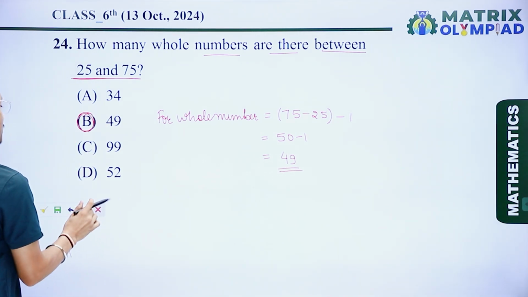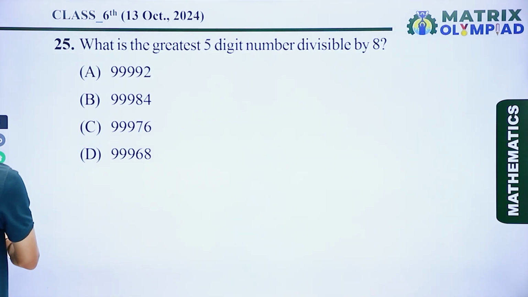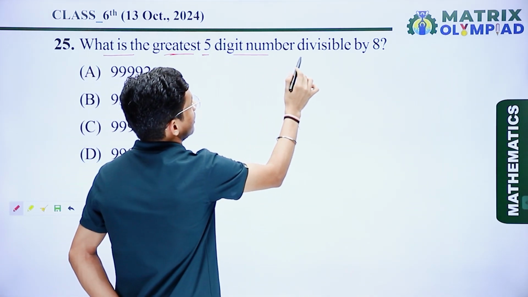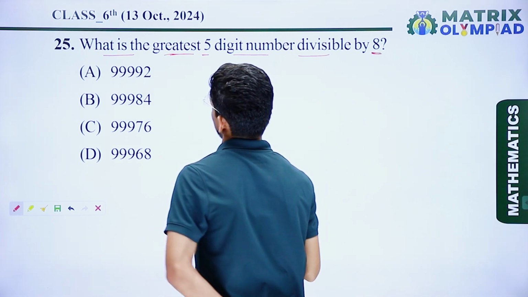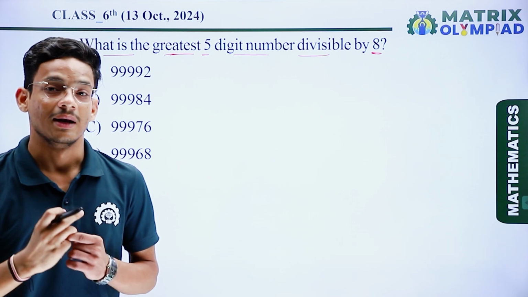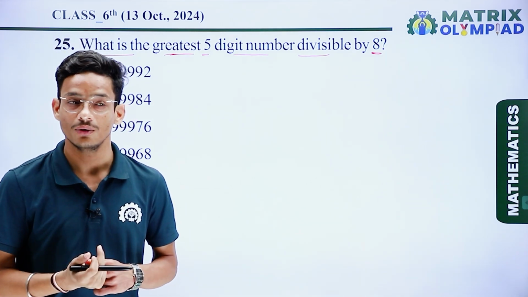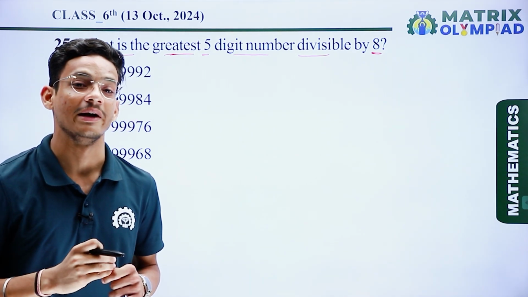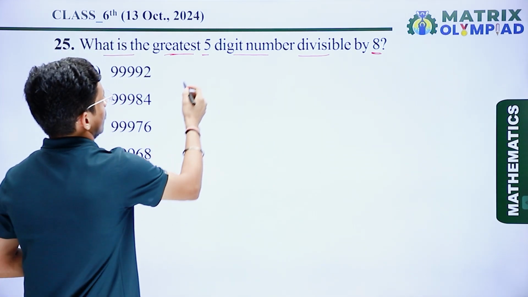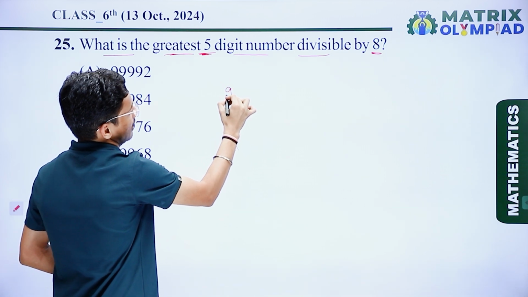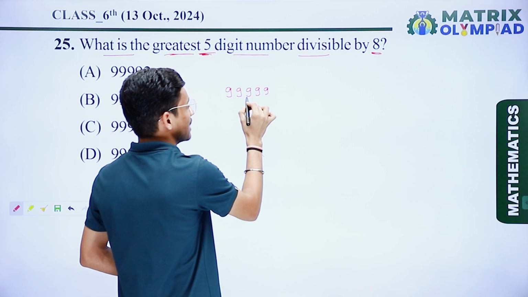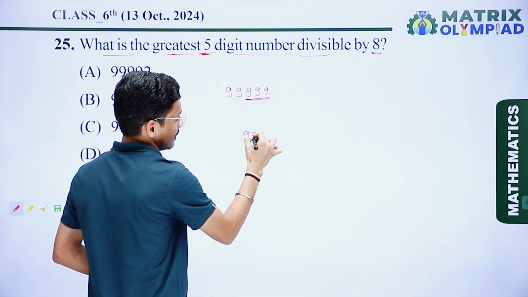So now if I talk about the next question, that is what is the greatest 5-digit number divisible by 8. So what is the rule of divisibility of 8? If the last 3 digits of any number are divisible by 8, then the whole number is completely divisible by 8. So we have the greatest 5-digit number, that is 9, 9, 9, 9 and 9. Now if I talk about the last 3 digits, that is 9, 9, 9.